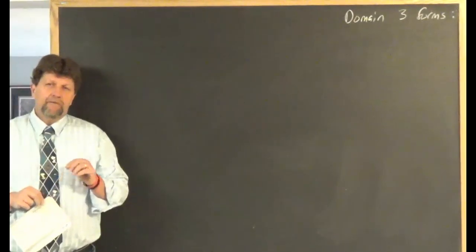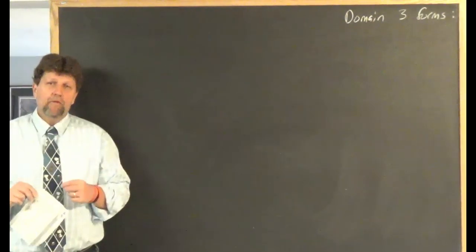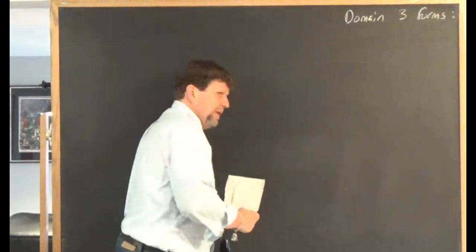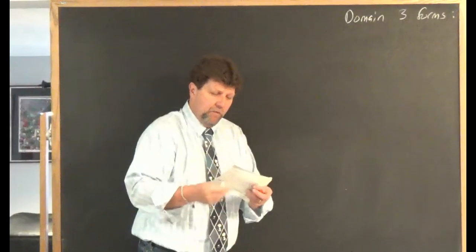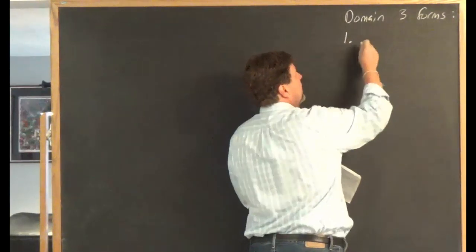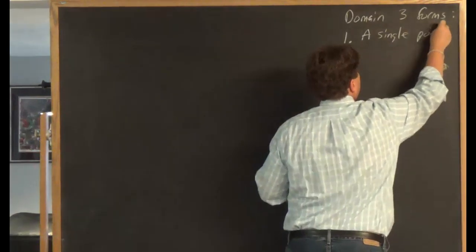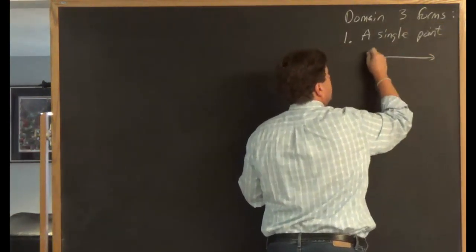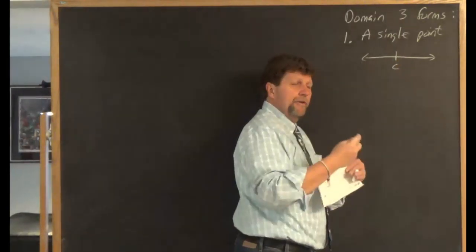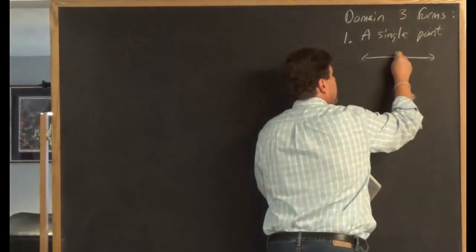All right, folks, just left off where I said that the domain or interval of convergence of a power series can take one of three forms. So let me put down those three forms. This is every power series. The domain is going to be one of the following three forms. The first form, the domain is nothing more than a single point. If your power series is centered at C, the only value of x for which the power series converges is the number C.